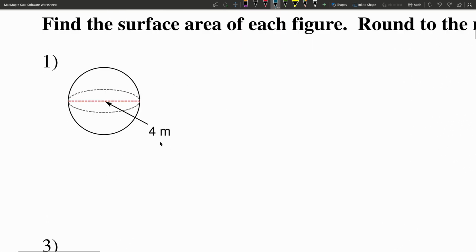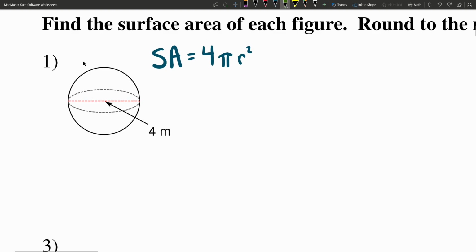Notice in number one, we have a sphere. And a sphere has a very specific surface area formula, just like it has a specific volume formula. Because it has one continuous side, we're just going to calculate that entire area. So for a sphere, the surface area, which I'll call SA, is equal to 4 times pi times r squared, where r, like usual, is the radius.